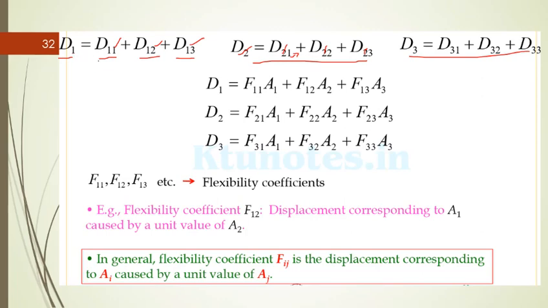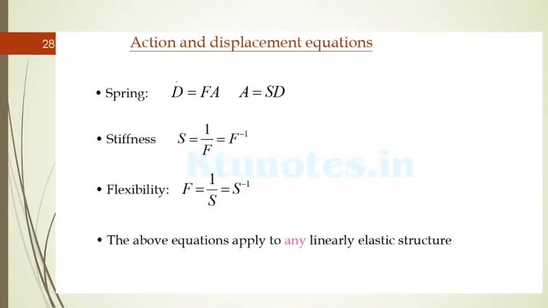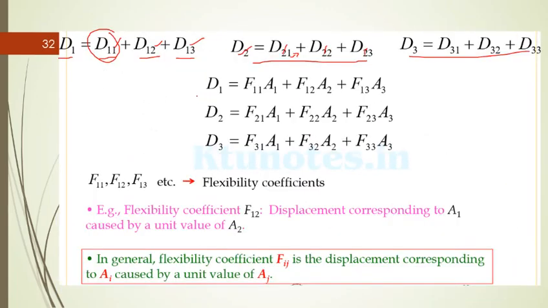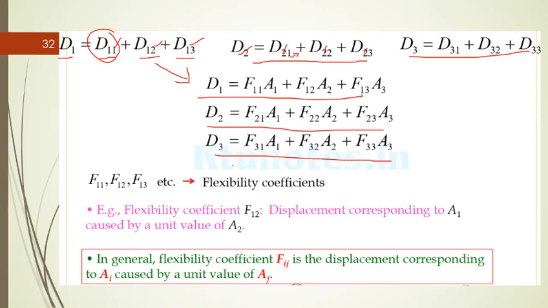We know D is equal to F into A. Hence D1 is equal to this equation: D1 equals F11 into A1 plus F12 into A2 plus F13 into A3. Similarly D2 and D3. So in this equation, F11, F12 and F13 are the flexibility coefficients. It is defined as: flexibility coefficient F12 is the displacement corresponding to A1 caused by a unit value of A2.